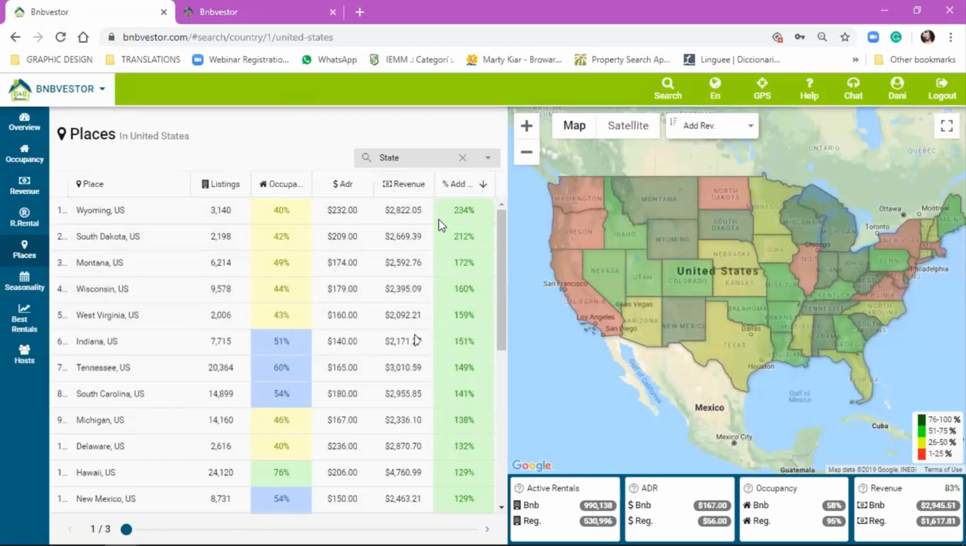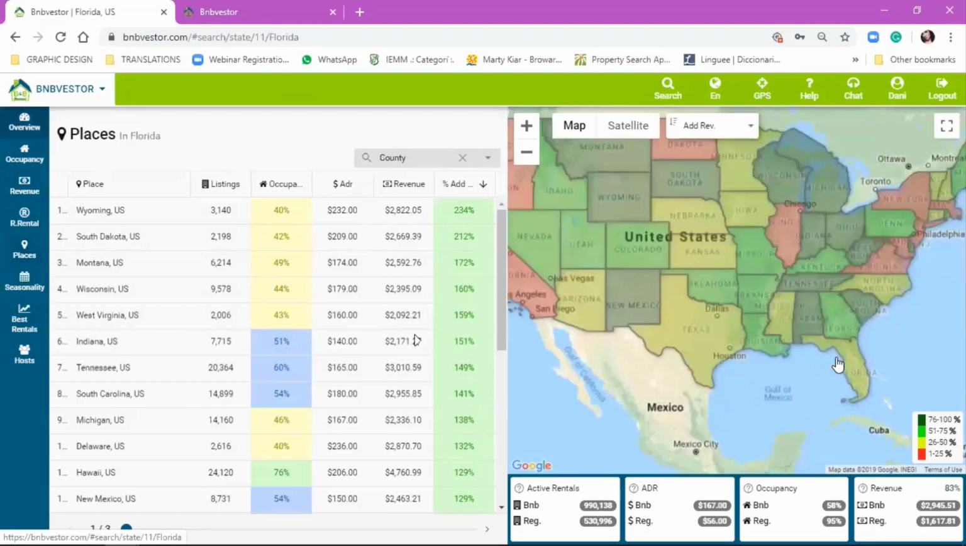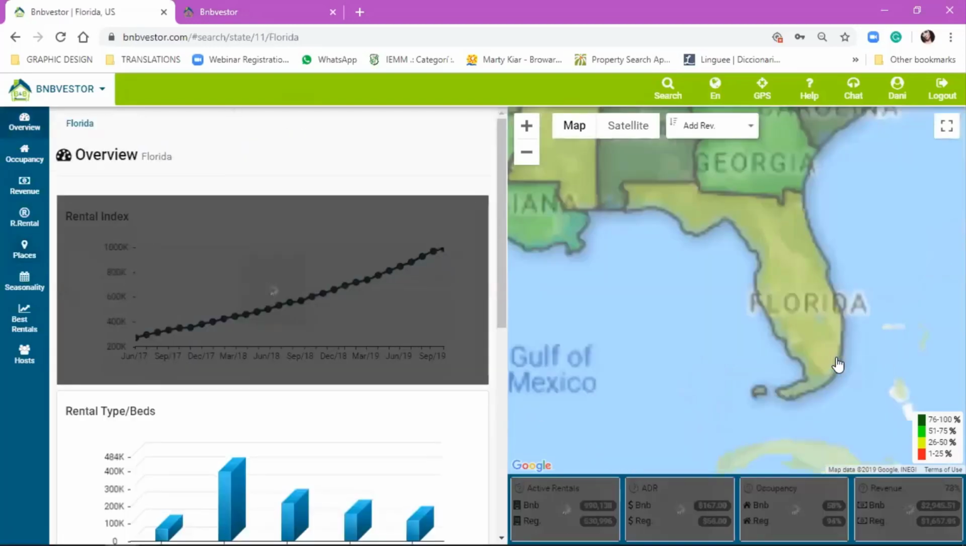Now we can also change this into county, city, and zip code. But first, since we're right now located in Florida, Orlando, and Tampa, I'm just going to click on Florida so we can actually analyze the areas in the state. Okay.